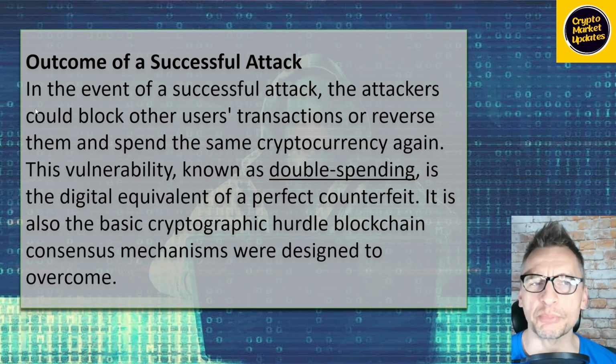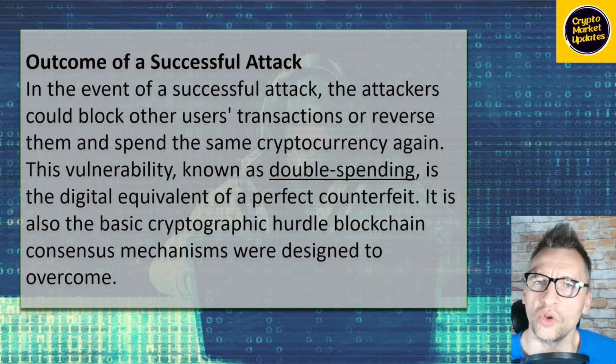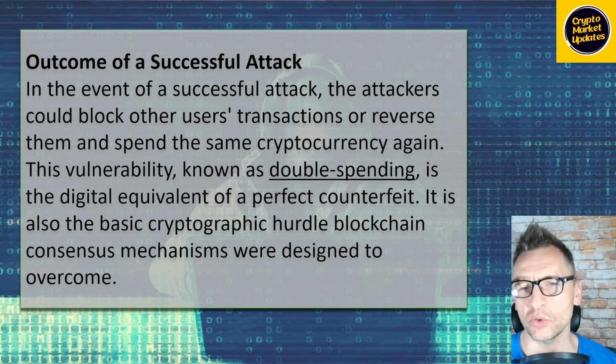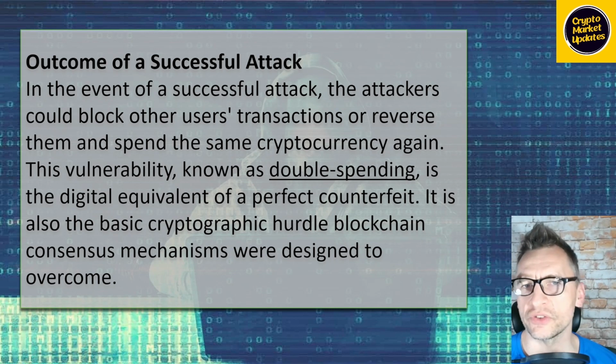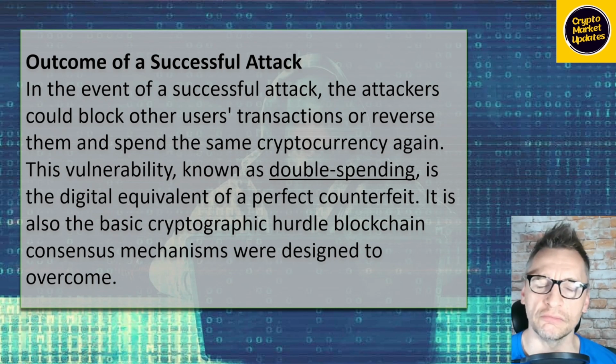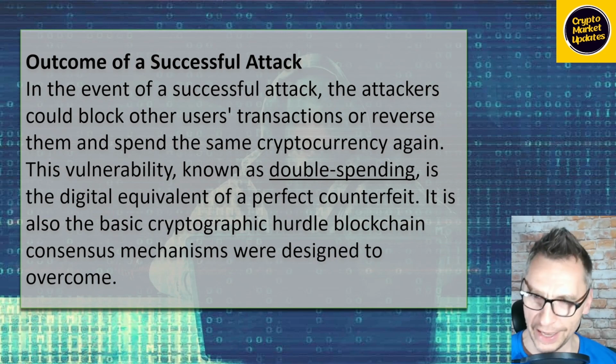But what would happen? What is the outcome of a successful attack? In the event of a successful attack, the attackers could block other users' transactions or reverse them and spend the same cryptocurrency again. So this would be a double spending, basically creating additional bitcoins or additional cryptocurrencies out of thin air. So let's say Bitcoin has a 21 million supply, and a double spend would render that number invalid, and basically we'd be looking at banks printing money willy-nilly as they see fit.